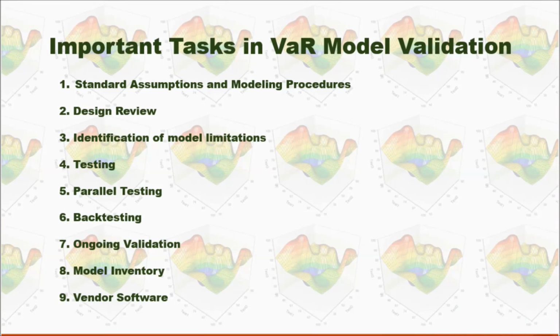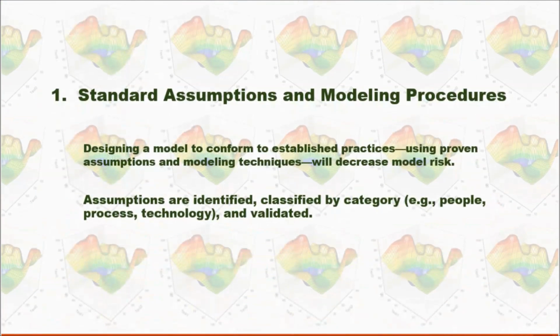What are important tasks in VaR model validation? 1. Standard assumptions and modeling procedures. Designing a model to conform to established practices using proven assumptions and modeling techniques will decrease model risk. Assumptions are identified, classified by category, and validated.